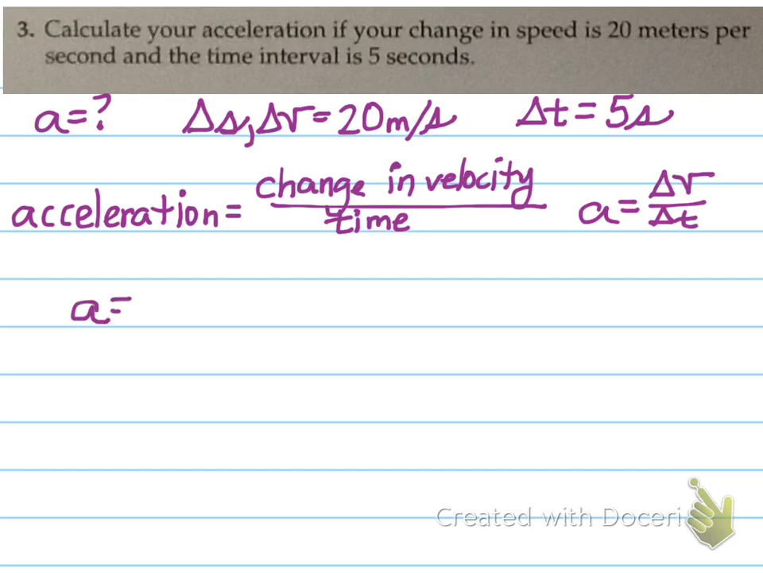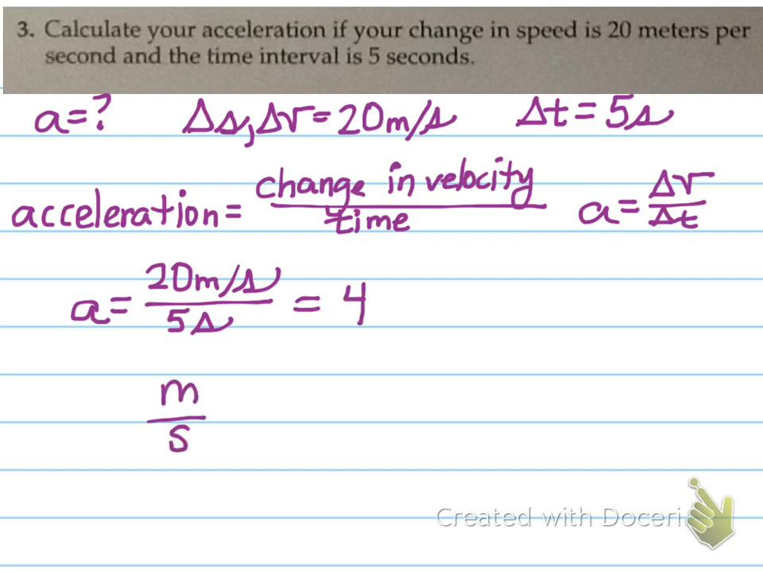So I'm going to plug in for my change in velocity, 20 meters per second, and my time as 5 seconds. So 20 divided by 5 is 4, and I have meters per second times 1 over second, which gives me meters per second squared. So my answer is 4 meters per second squared.